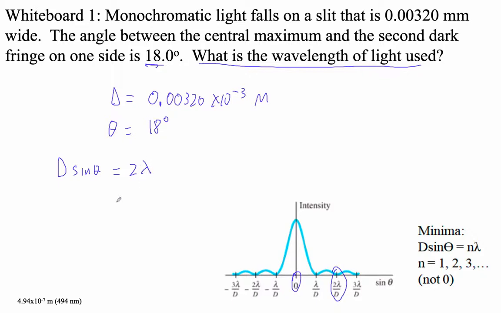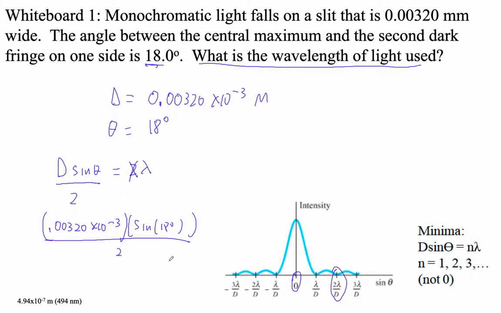Okay, so the wavelength is going to be just that, right? Is it that easy? It can't be that easy. Let's try it. 0.00320 times 10 to the minus third. Sine, make sure you are in degrees, 18 degrees divided by 2. Let's try it.